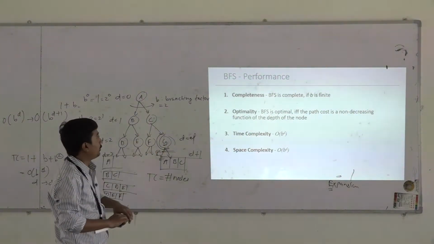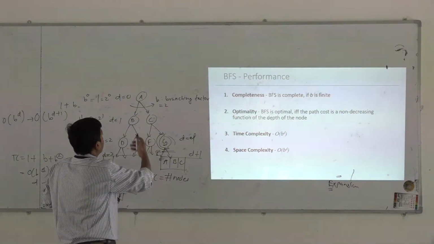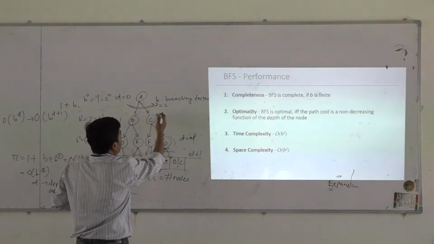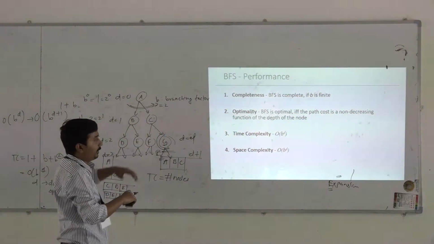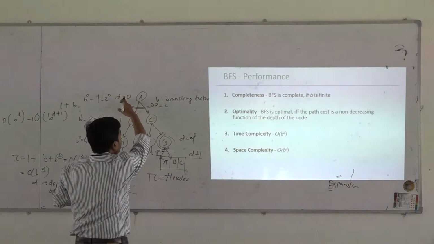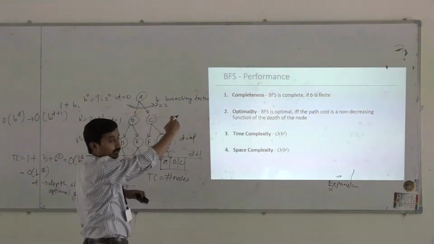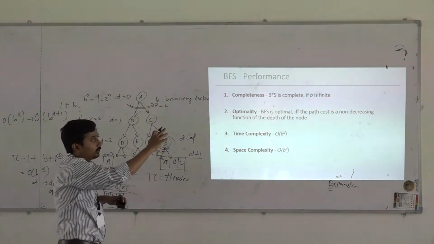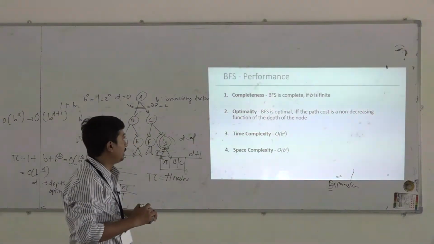But B should be finite. If B is infinite, you cannot go to the next level, right? If B is infinite, you will traverse through all the branches, right? You will not go to the next level. So if B is finite, your BFS is complete.